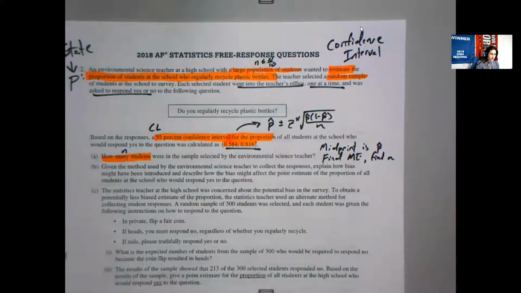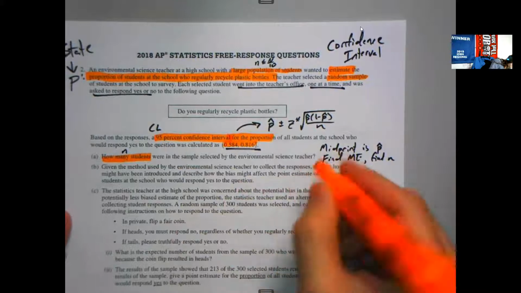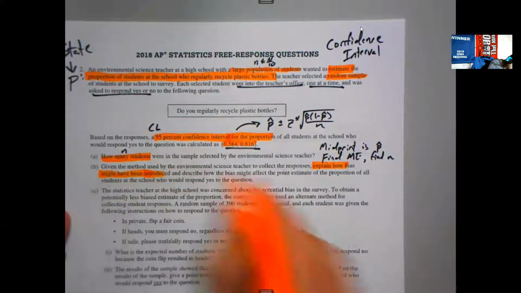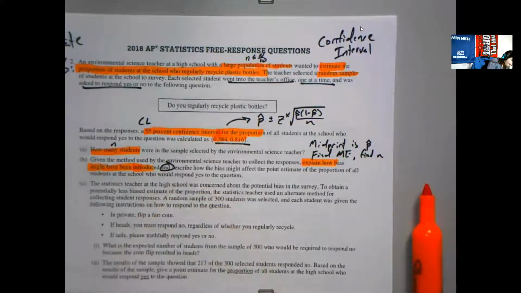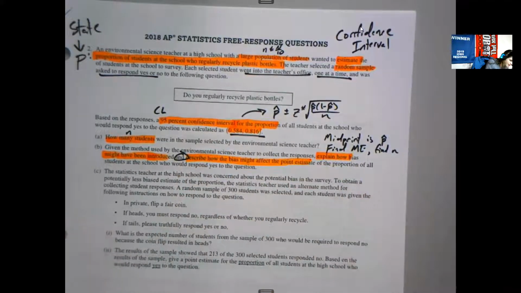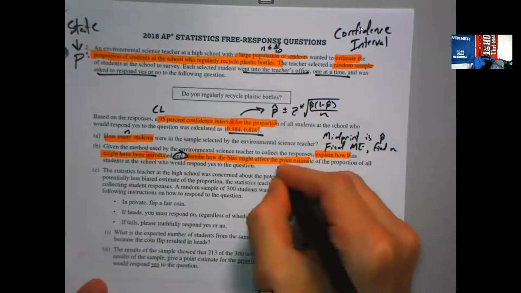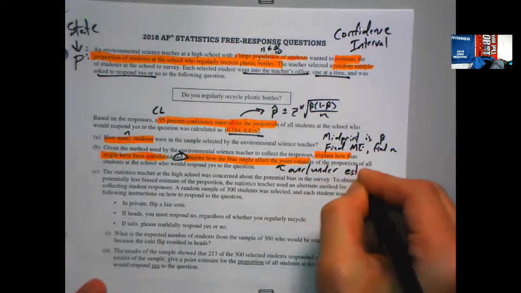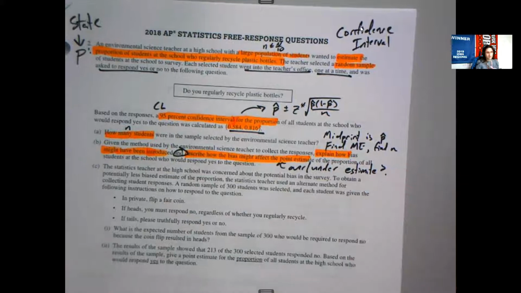Great. Part B, given the method used to collect the responses, explain how bias might have been introduced. And people miss the second part. Describe how bias might affect the point estimate. What does that mean? Over or underestimate? Take a moment to consider, is it overestimating? Is it under? What does it even mean?